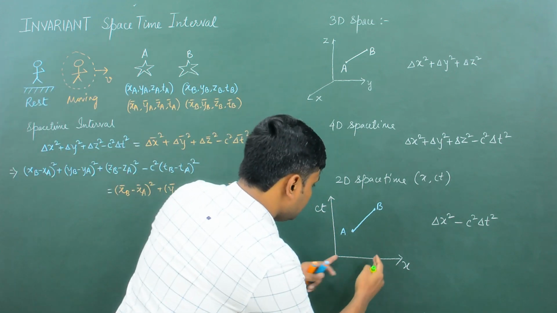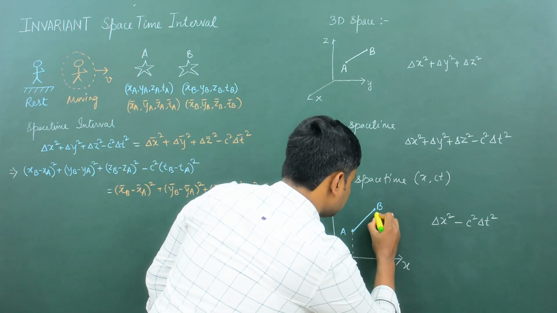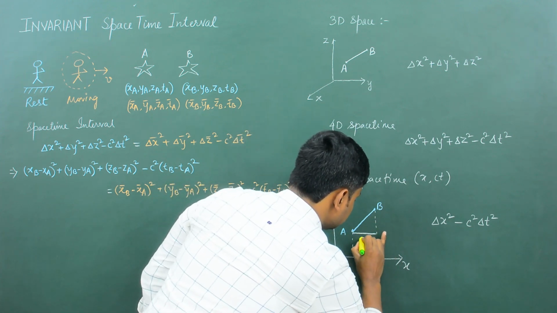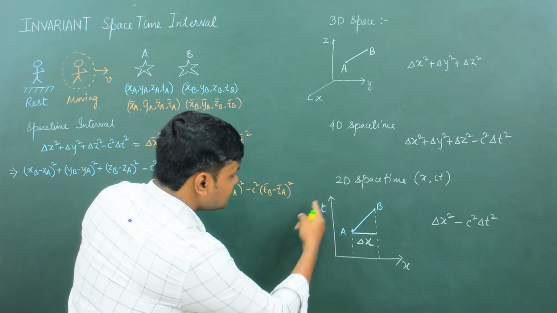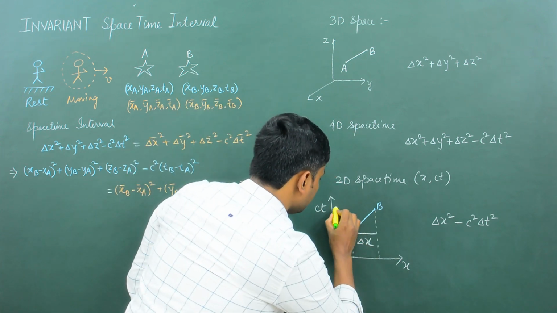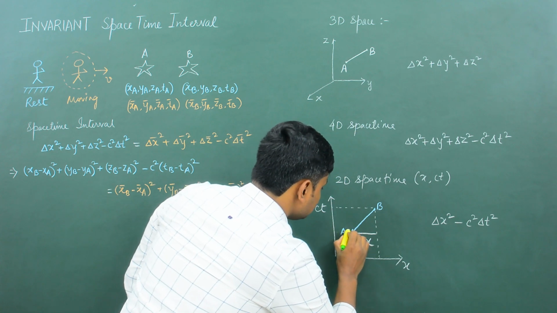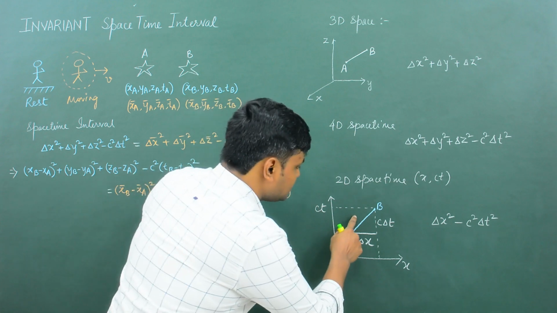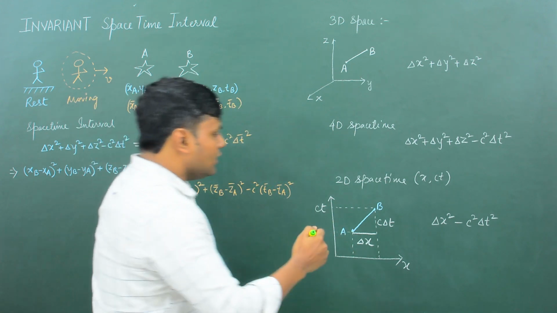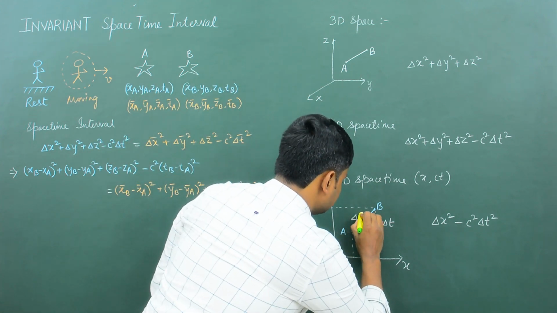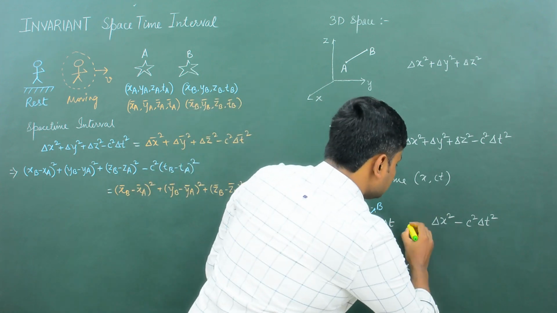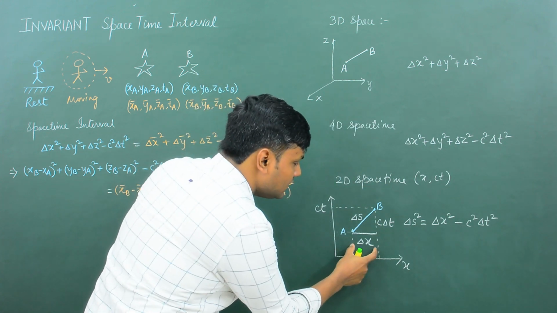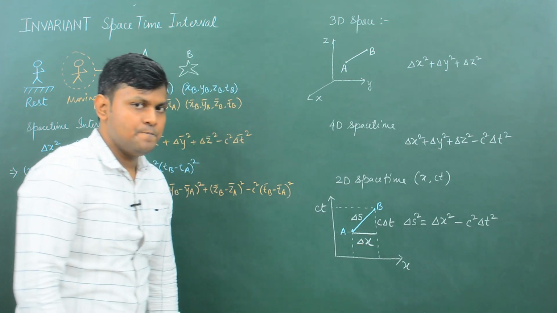This means that the distances in the del x axis, so this is del x basically, and the distances in the time axis, so this is c del t basically. So this distance, let's suppose I call it del s. So del s square is equal to del x square plus c square del t square.